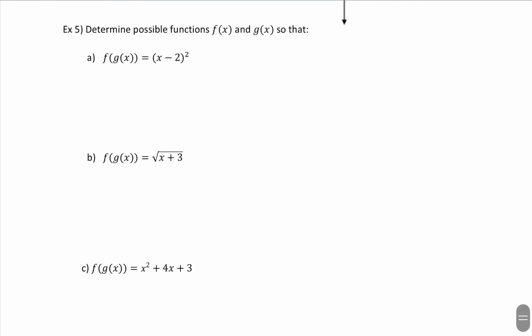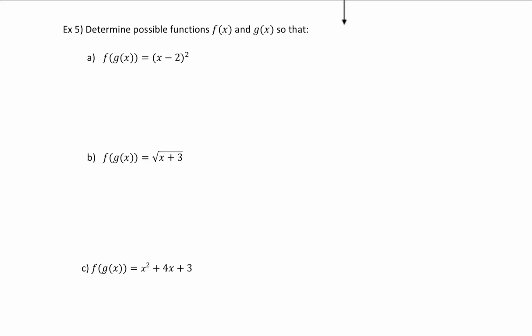All right, so last example, no graphing, determine possible functions. So this is basically what we did in lesson 1, where I said if I give you what the final answer is supposed to look like, what are possible ways that you could add, subtract, multiply, or divide to get there? So f of g of x equals (x minus 2) squared. We want to find out what could f of x be and what could g of x be. So the one thing I want you to think of here is that g of x is your inner function.